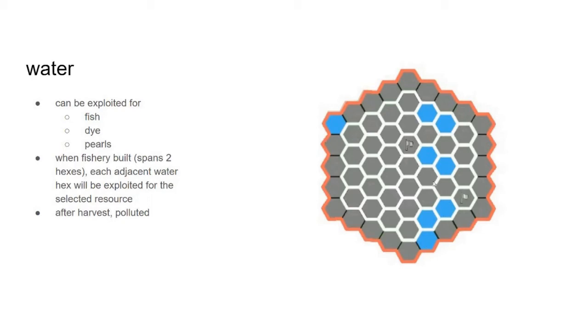With fisheries, it's important to think of it as the fishery is a specialized location, not the water. The fishery only knows how to harvest one thing. So whatever hex is adjacent to that fishery will be harvesting that resource. Now, if I built a fishery in this space, I could harvest from all four of these hexes. And again, like the mountains and the fields, once you harvest from this resource type of hex, it is polluted. So those are our four terrain types.